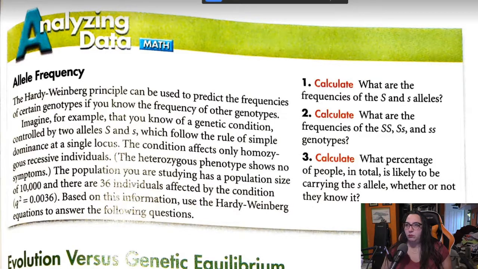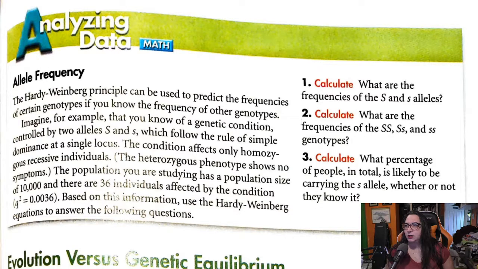But Hardy and Weinberg were two people, and they came up with a mathematical equation to look at the frequency of alleles within a population. And the extra credit assignment that goes along with today's classwork deals with that. So it's on page 491 in your textbook. It's the analyzing data right here. And so we want to look at the stuff that's here.